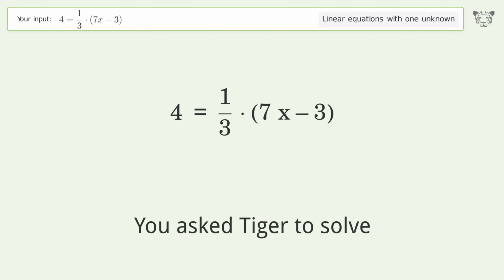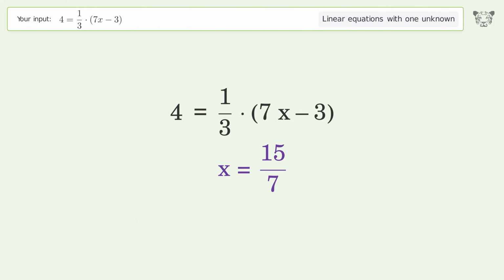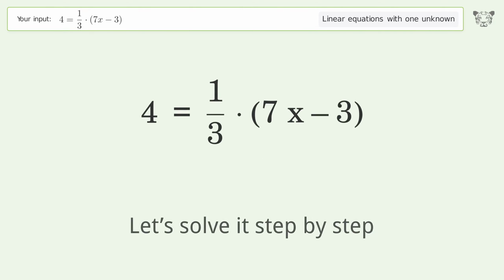You ask Tiger to solve. This deals with linear equations with one unknown. The final result is x equals 15/7. Let's solve it step by step.